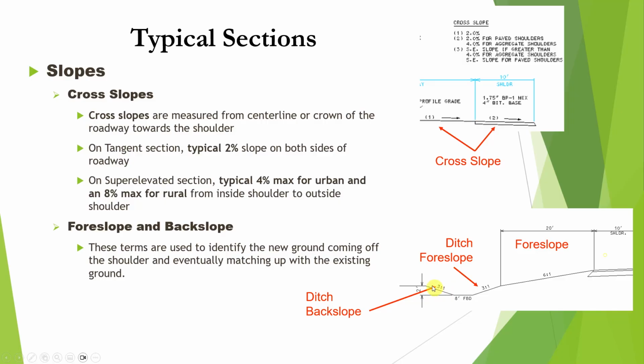And then when you kick it back up to 3 to 1, that is called a ditch back slope. So you have a ditch 4 slope, ditch back slope. You have a 4 slope that ties the ground usually, and that's what those mean.